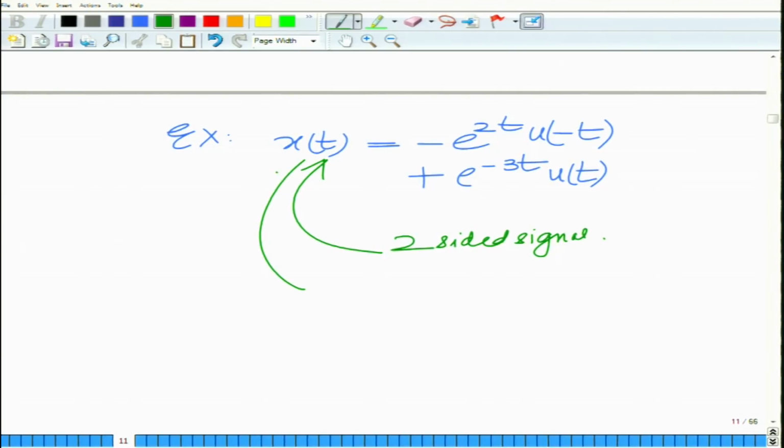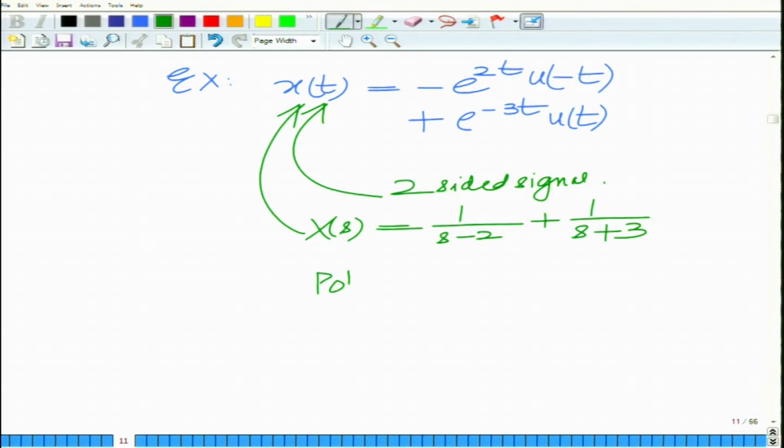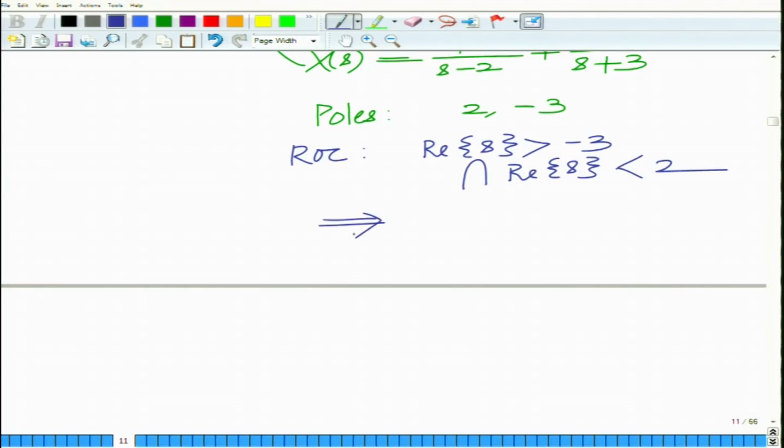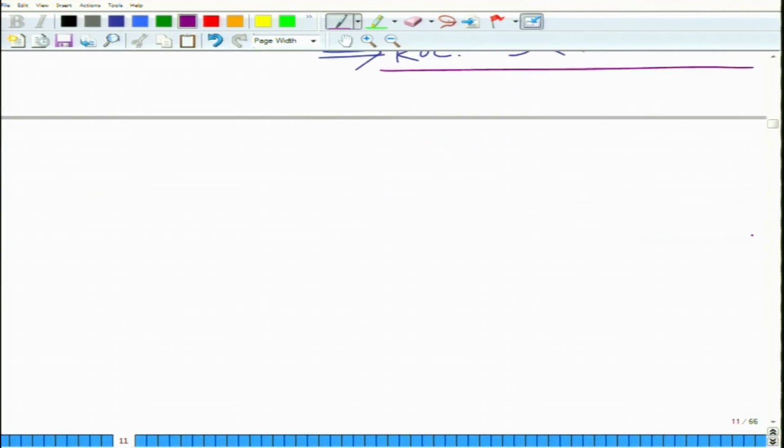The Laplace transform X(s) you can verify is given as 1 over s minus 2 plus 1 over s plus 3, and the poles are 2 and minus 3. The ROC will be the intersection of the ROCs of both signals, that is real part of s greater than minus 3 intersection real part of s less than 2, which implies the ROC is minus 3 less than real part of s less than 2.